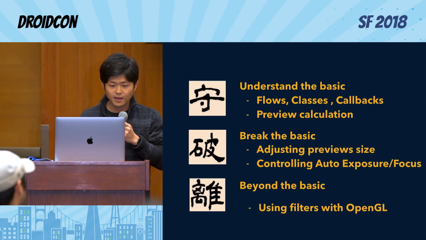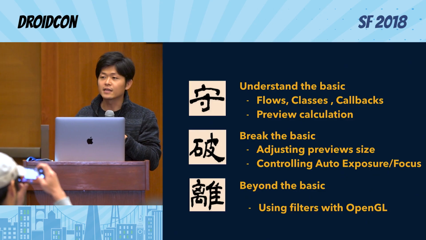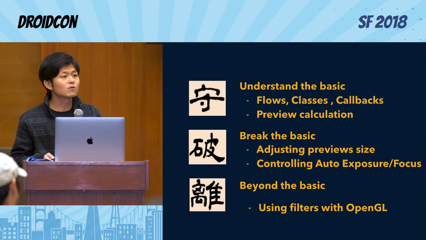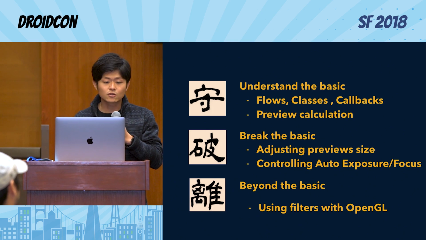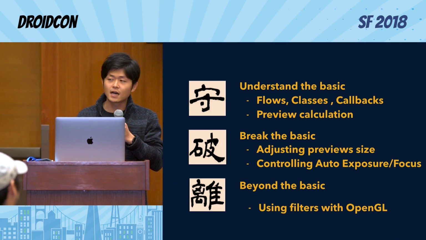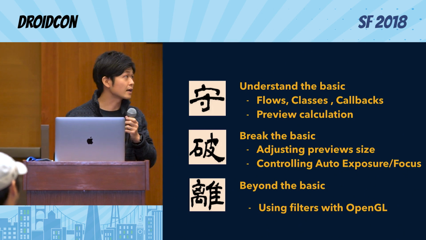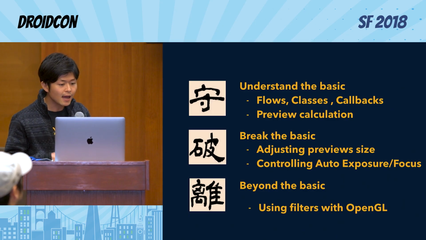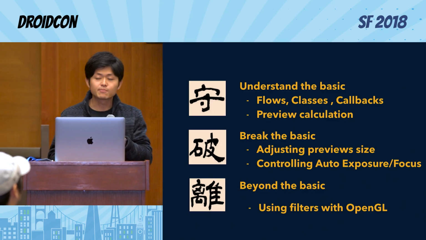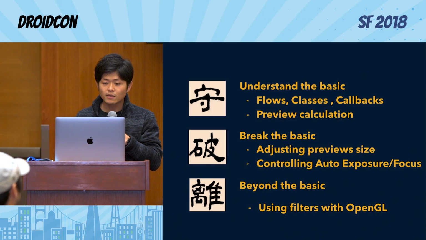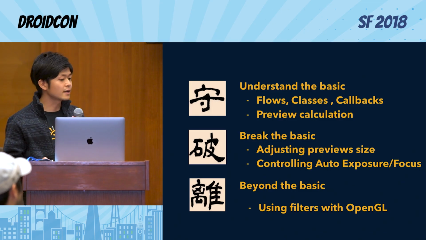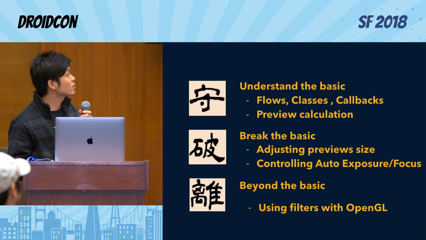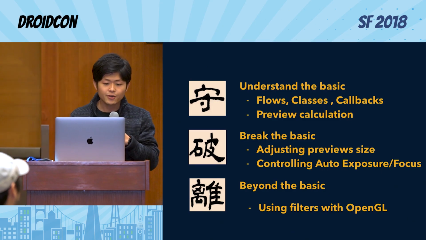First, shu. Shu means to keep and understand the basics. Here, I want to talk about how each class and callback works, and how to calculate preview sizes, which is really a pitfall for learning Camera2 API. Second, ha, which means to break the basics. I will talk about how to customize settings, such as adjusting preview sizes or controlling auto exposure, to build your own camera app. And third, ri, which means going beyond the basics.